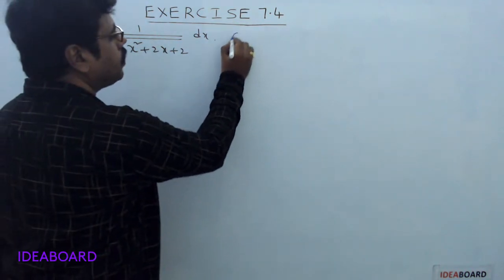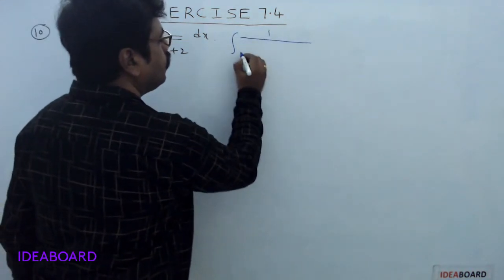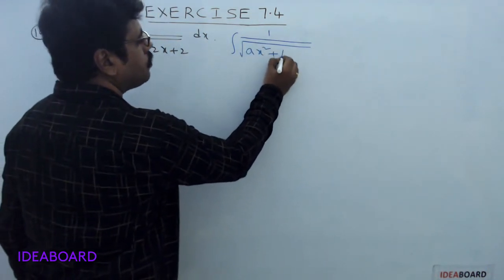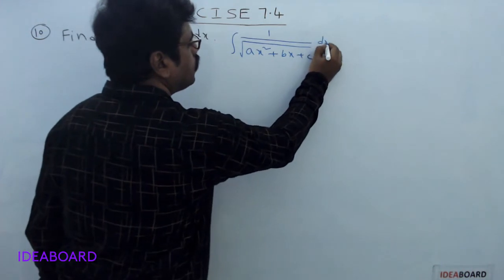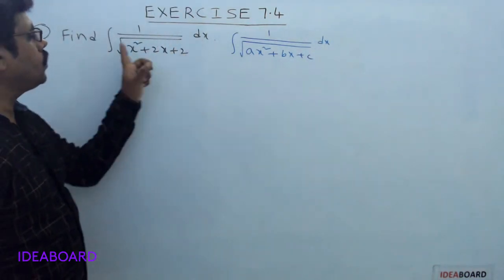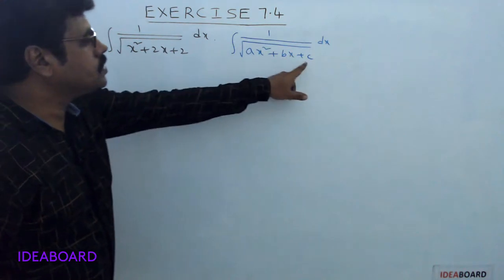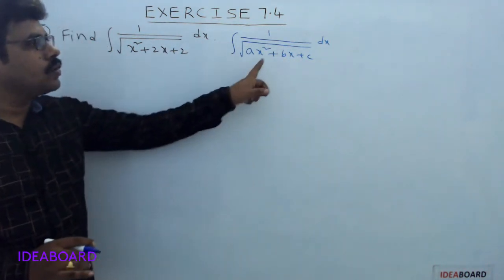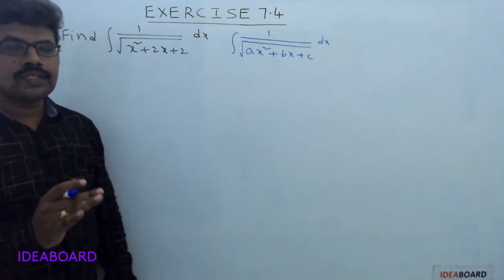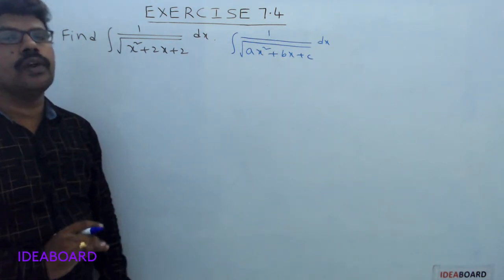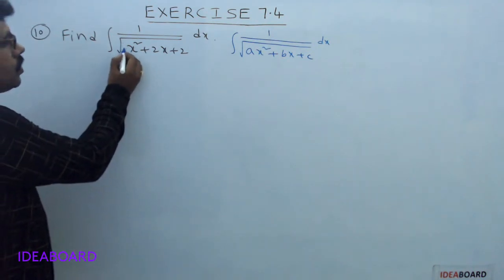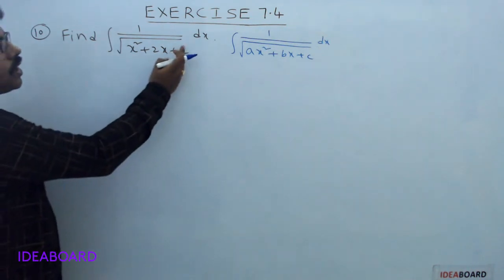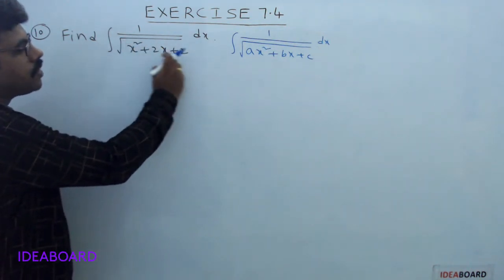Clearly, your given problem is of the form integral 1 divided by square root of ax square plus bx plus c dx. Here a value is 1, b value is 2, c value is also 2. Now, what is the procedure to evaluate this type of integrals? First, make x square coefficient as a unity. Here, already x square coefficient is a unity in your given question. Then, try to convert this expression into a perfect square.